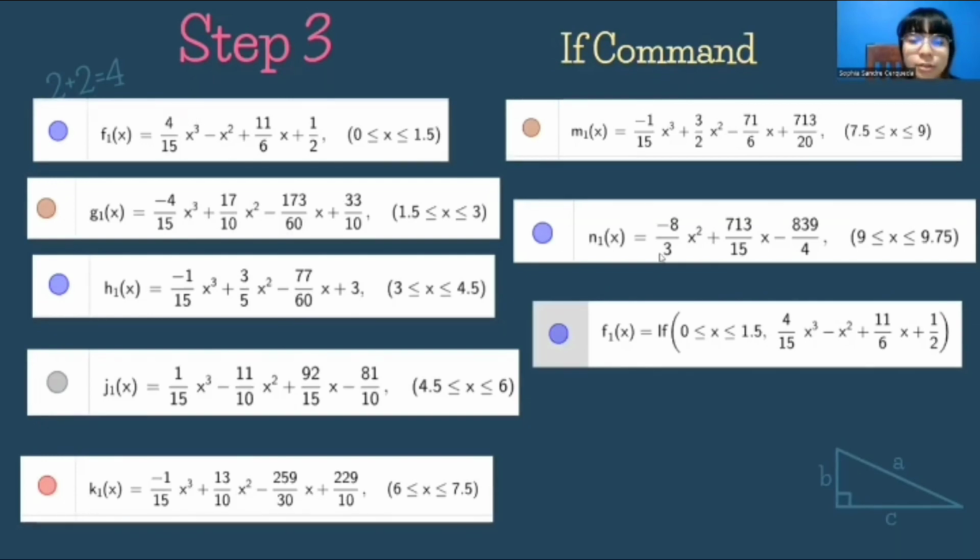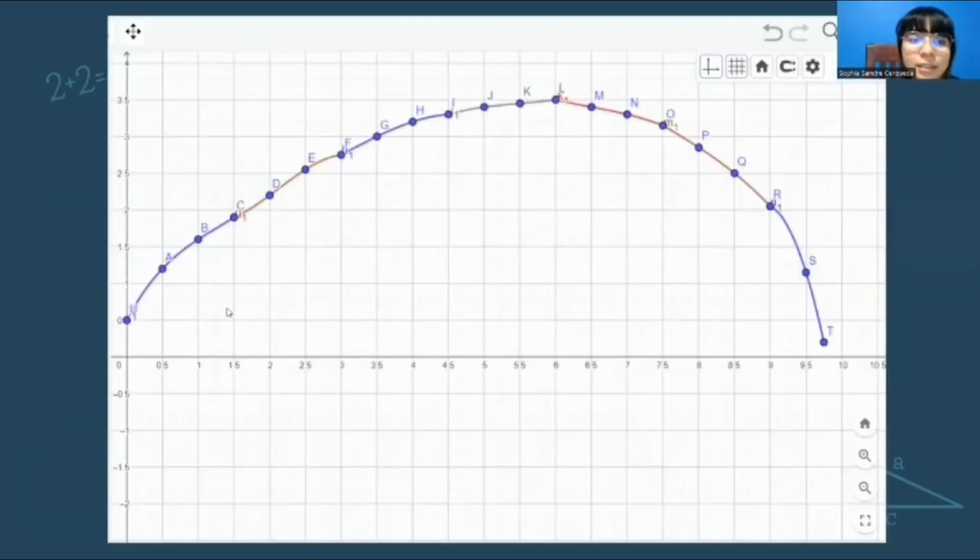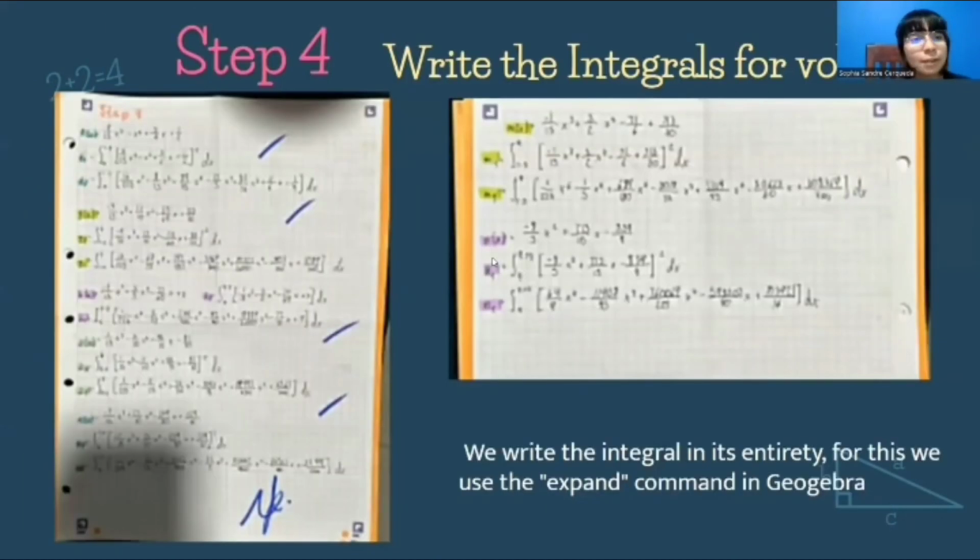So we have seven functions, and seven segments that are also divided by colors, which is not very clear, but yes, they are divided by colors. And then we start with step 4.